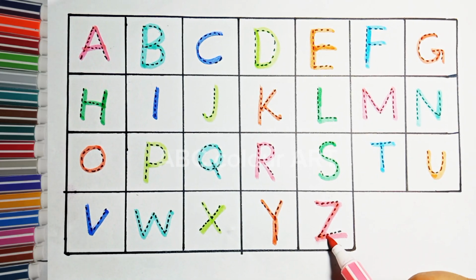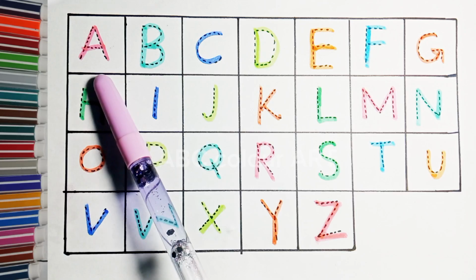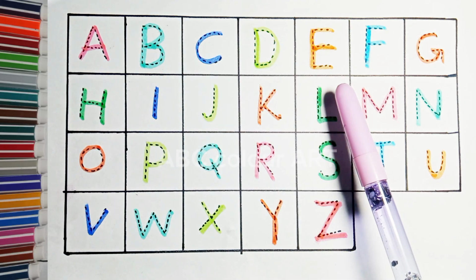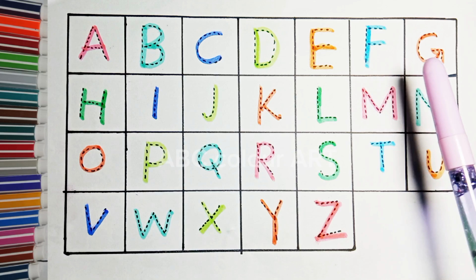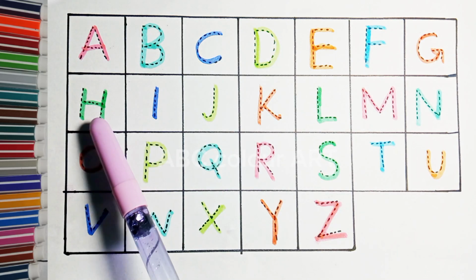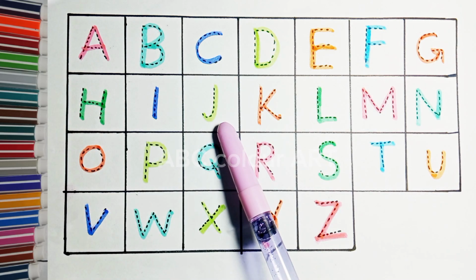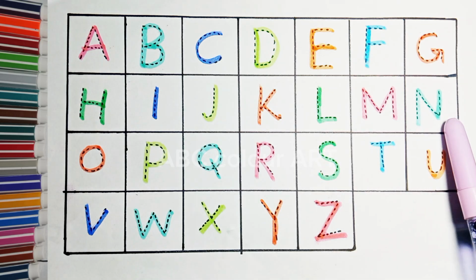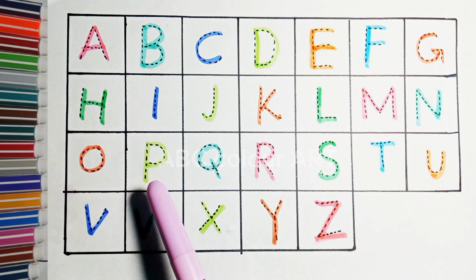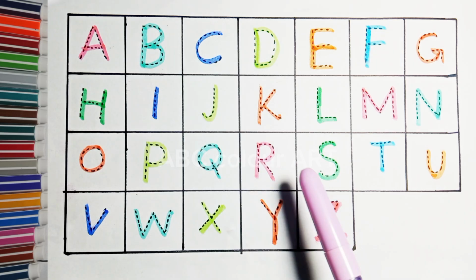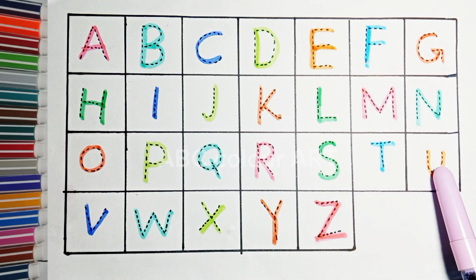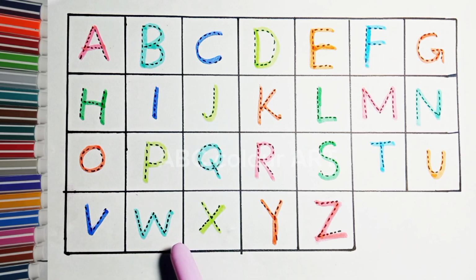Z is for zebra. A, B, C, D, E, F, G, H, I, J, K, L, M, N, O, P, Q, R, S, T, U, V, W, X, Y, Z.